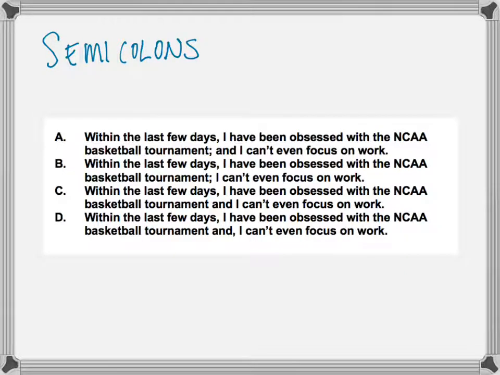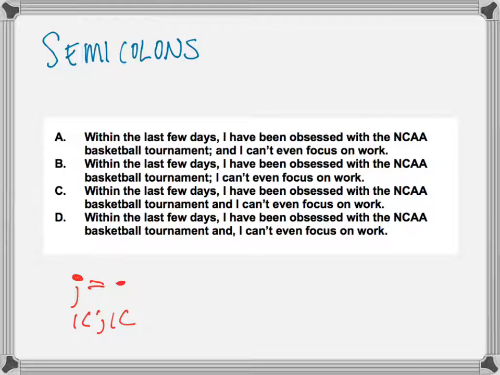Okay, so let's review what a semicolon does. A semicolon is equivalent to a period, joining two independent clauses. They have to be able to stand on their own as a sentence, right? So if I look at my answer choices here, A is using a semicolon, B is using a semicolon, and C and D are using commas. So let's just see if these work as semicolons, right?